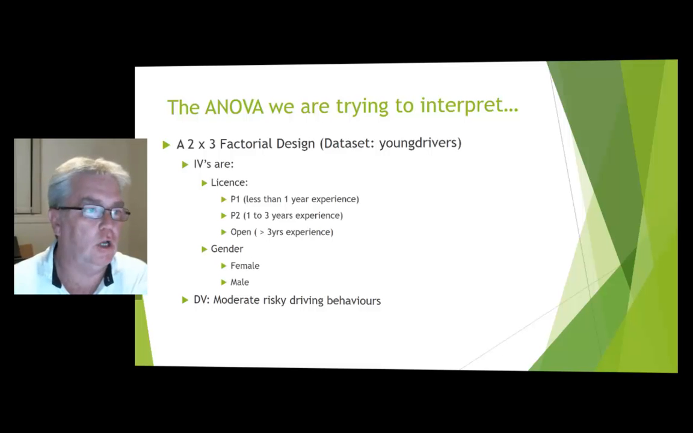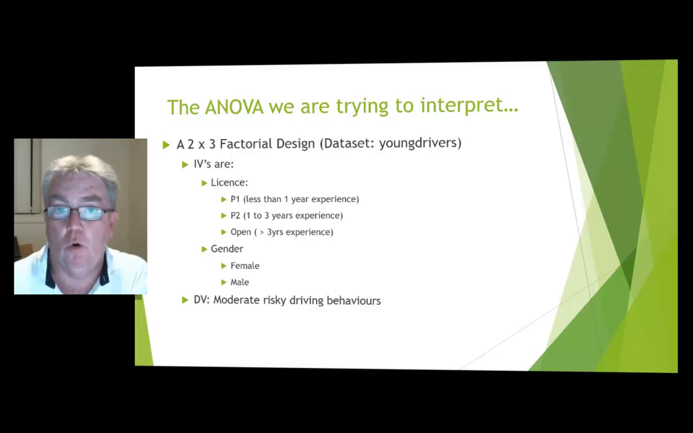Okay, so the design that we've got is a 2x3 factorial design. First IV is license, 3 levels there: P1, P2, P3, and the other IV is gender, male versus female. And the DV is moderately risky driving behaviours, and this comes from the data set that we've worked on in the tutes for the young drivers.